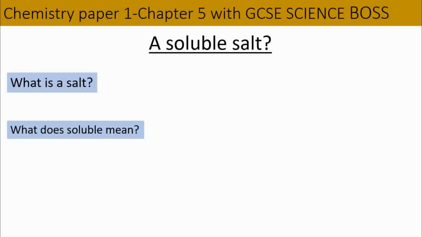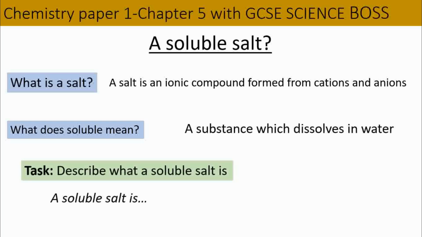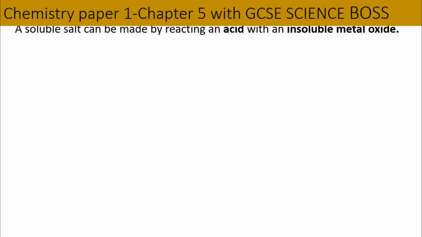Okay, so what exactly is a salt? A salt is just an ionic compound formed with anions and cations, and soluble means that it's able to dissolve in water. So a soluble salt, could you put your definition down in the chat? Just put those two together. So a soluble salt is an ionic compound which is able to dissolve in water. Now, a soluble salt can be made, and this is one of your required practicals that you need to know, by reacting an acid with an insoluble metal oxide.